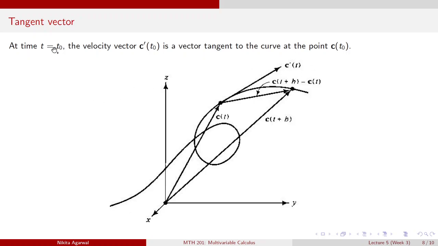Now the question is, how do you define a tangent vector? At time t equal to t naught, the velocity vector c prime t naught is a vector that is tangent to the curve at the point c(t naught). So this vector that you see is actually tangent to this curve. Why it is tangent will be discussed in the tutorial, but this is what you get. When you draw the vector c prime t at the point c(t), this vector comes out to be tangent to the curve.